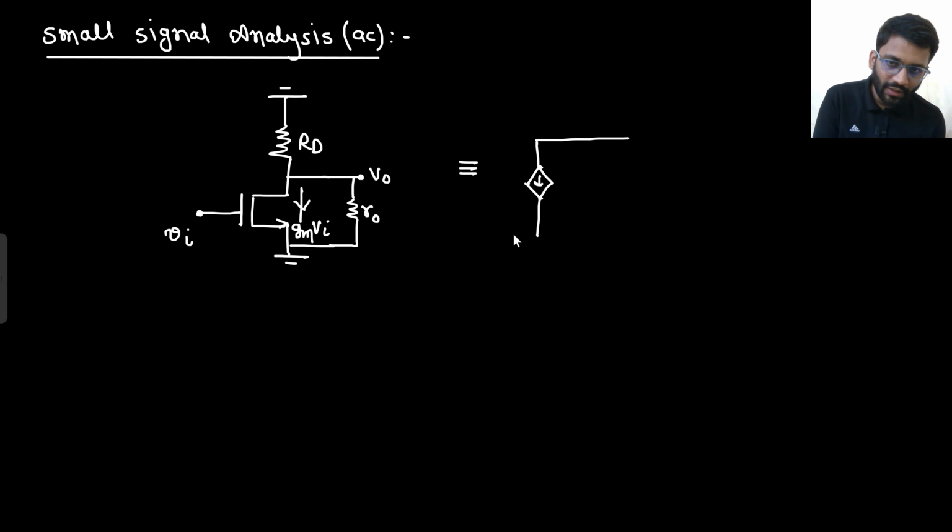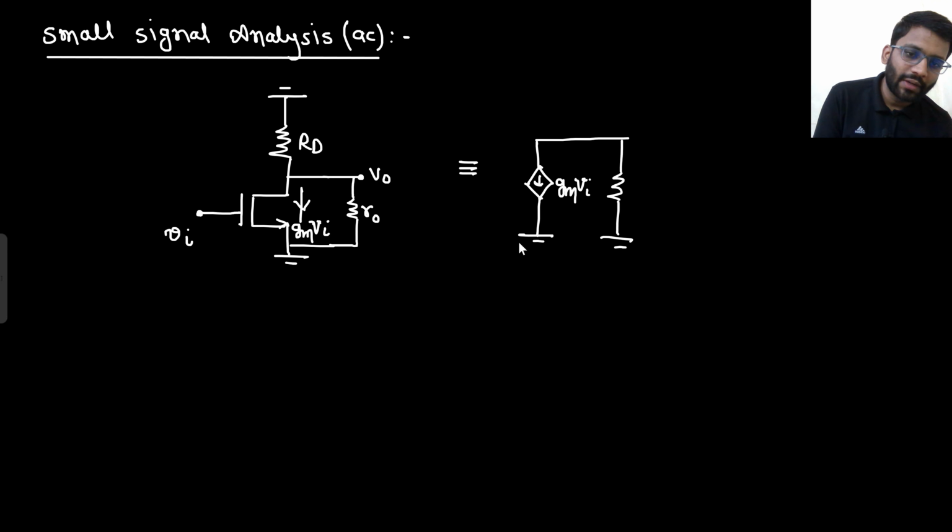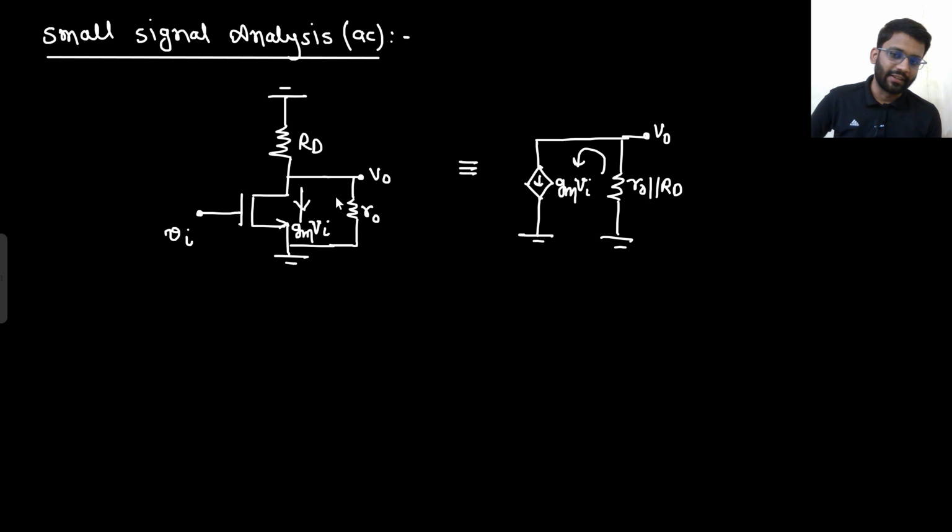From V0 to ground, gmvi current is flowing. This is small vi. From V0 to ground, you have R0 resistance and RD resistance, so R0 parallel with RD. And this is your V0. Now this gmvi current is flowing through R0 parallel with RD.